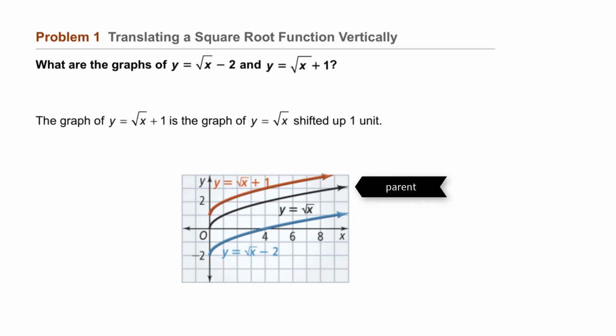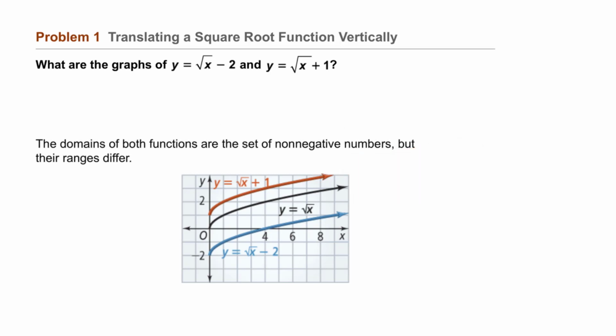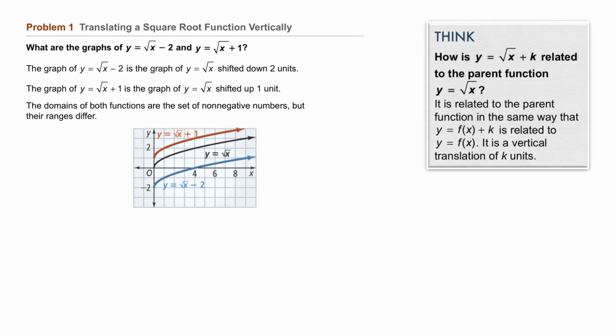The graph of the square root of x plus 1 is the graph of the parent function shifted up 1 unit, as shown in orange. The domains of both functions are the set of non-negative numbers, but their ranges differ. For the blue function, the range is all y values greater than or equal to negative 2, and for the orange function, the range is all y values greater than or equal to 1.